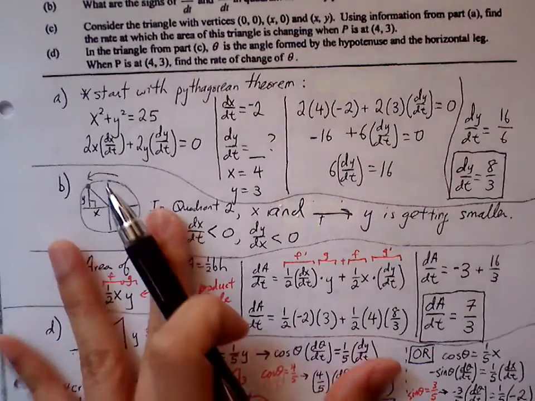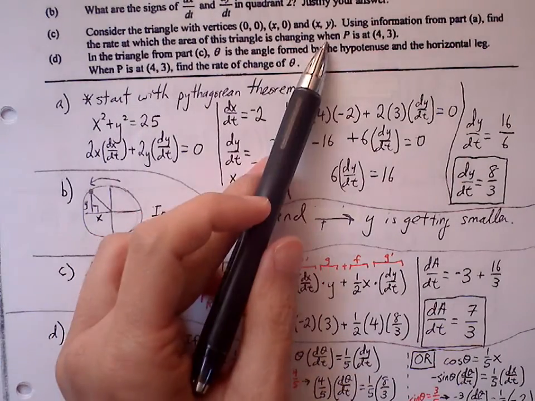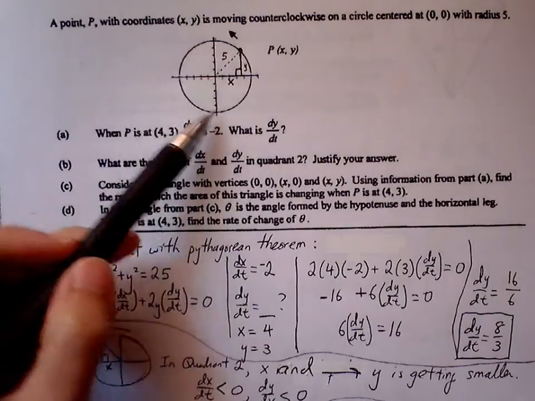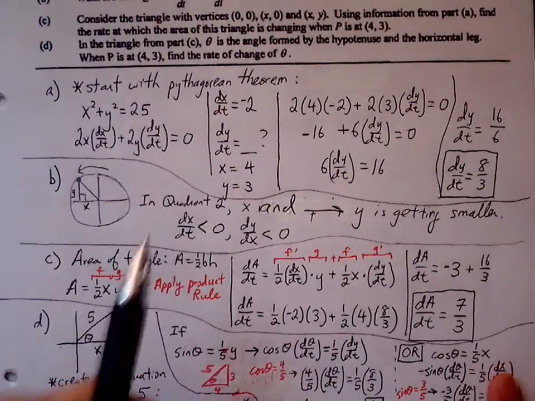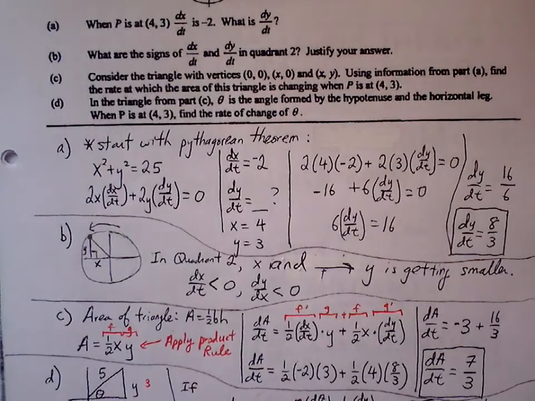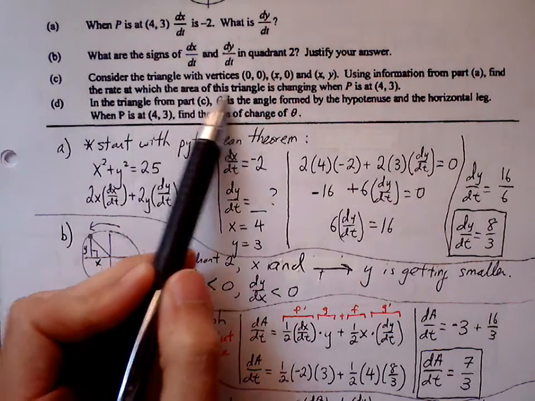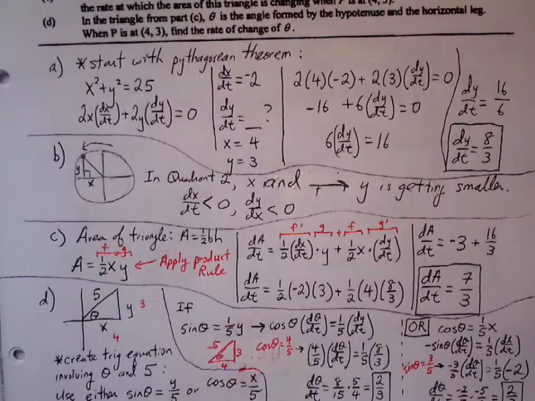Part C, consider the triangle with vertices 0, 0, x, 0, and x, y. So again, we can think about this point here. Create a triangle out of that. And part C says use the information from part A to find the rate at which the area of this triangle is changing when P is at ordered pair 4, 3.